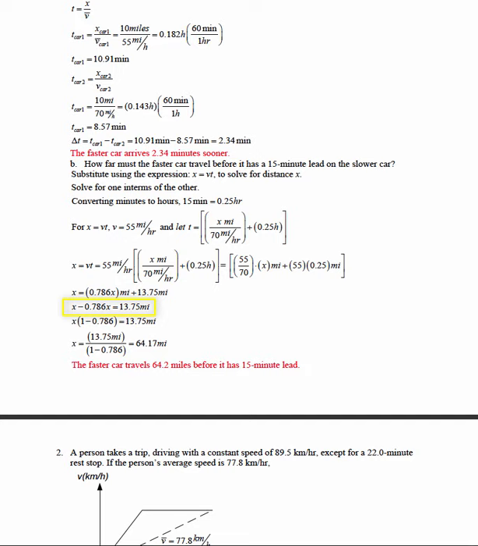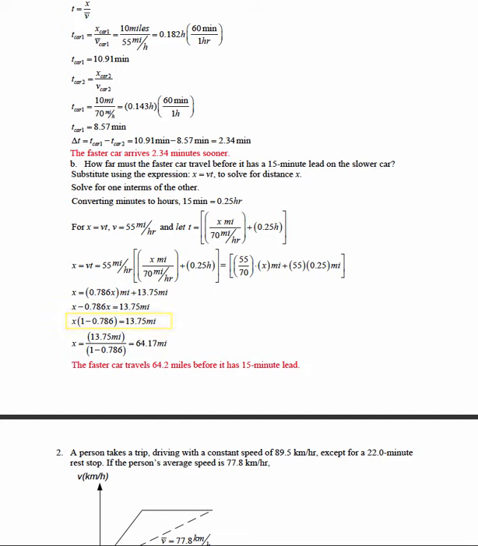Now we have terms on the left and the right side that have x in it, so why don't we combine our terms? So let's move the second term over and subtract it from x. So when we subtract 0.786 from x, we're left with just 13.75 on the other side of the equation. Now we can factor our x out. When we do, we have 1 minus 0.786 times x is equal to 13.75.